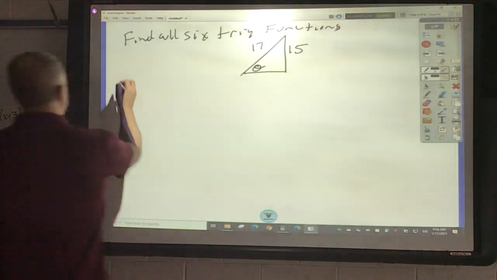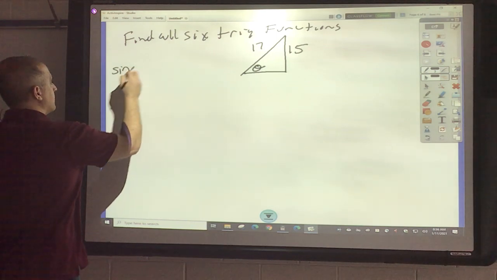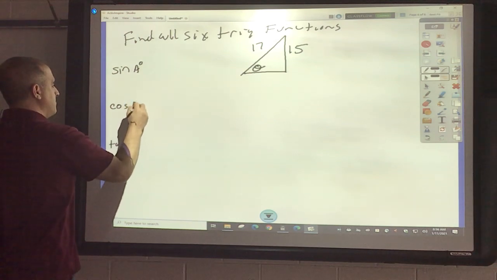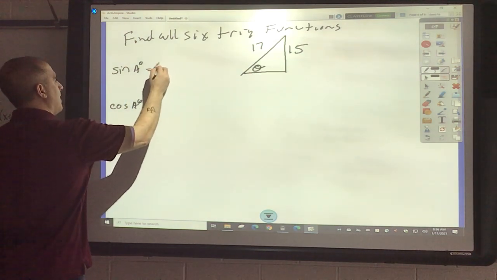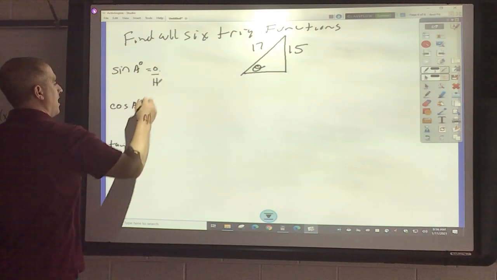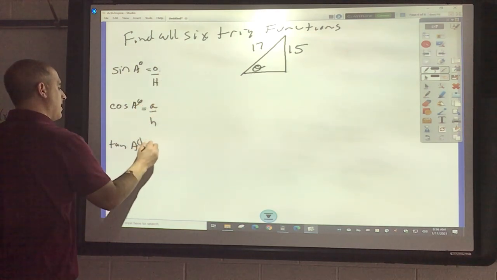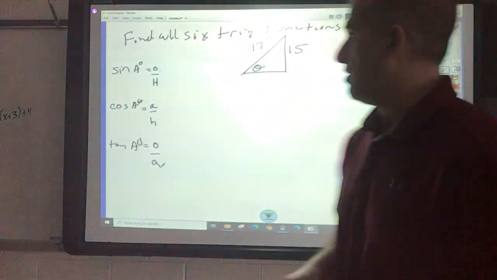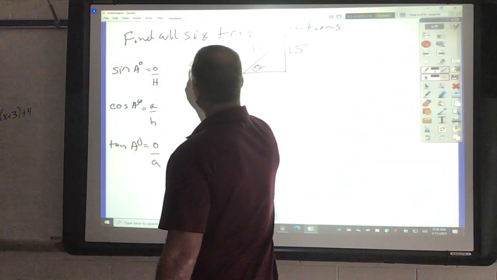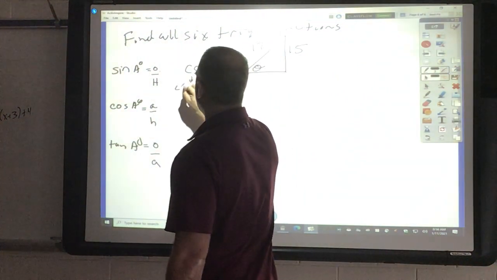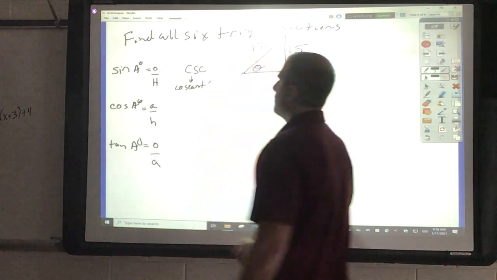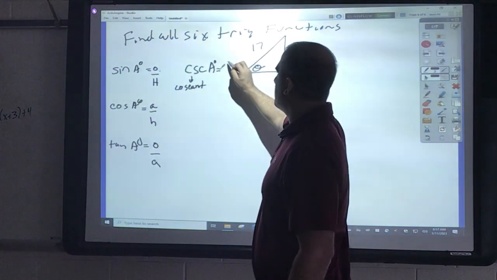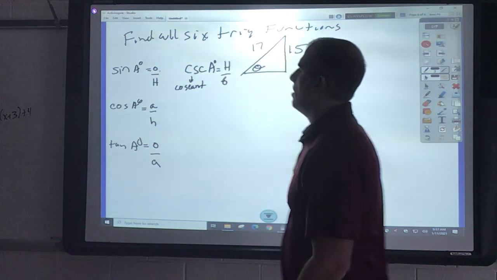Okay. So, we talked about sine, cosine, and tangent. And we talked about them in this context. Opposite over hypotenuse, adjacent over hypotenuse, and opposite over adjacent. There are 3 other trig functions, okay? Something that says CSC, which stands for cosecant. That will be the opposite of sine. So instead of O over H, it's H over O.